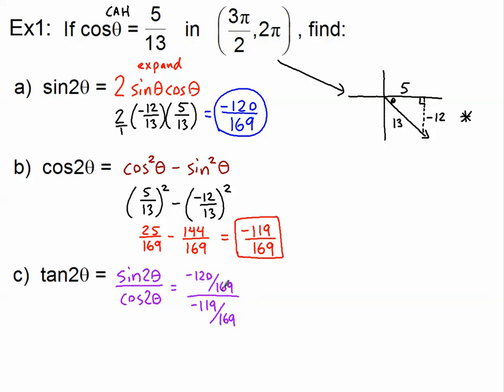Now, how do you divide these fractions? Well, I see that the denominators are the same, so I'm just going to cancel them away, and I get negative 120 divided by negative 119, which obviously we don't need the negative signs, so we get 120 over 119. It's a whole lot faster to just use the existing values that we found and divide them correctly.